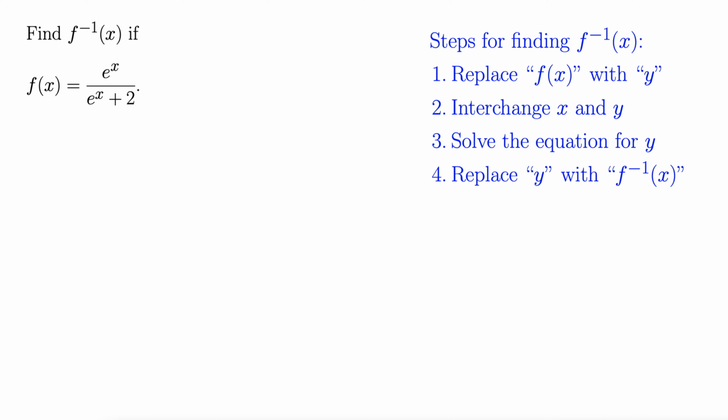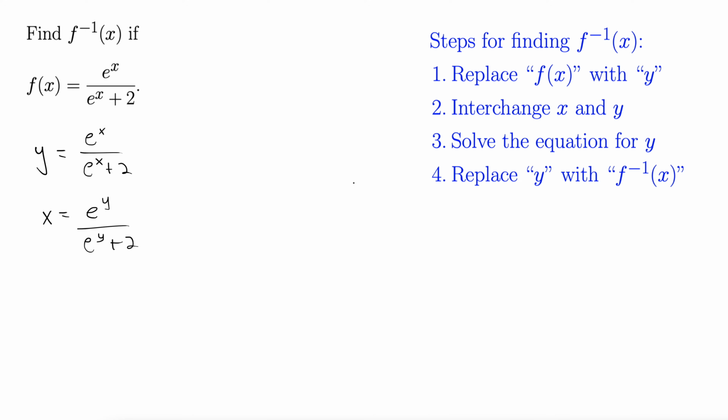In step 1, we replace f of x with y, so it's really straightforward. We just write y instead of f of x. So now we have y equals e to the x over e to the x plus 2. Okay, interchange x and y, for step 2. So we now have x equals e to the y over e to the y plus 2.